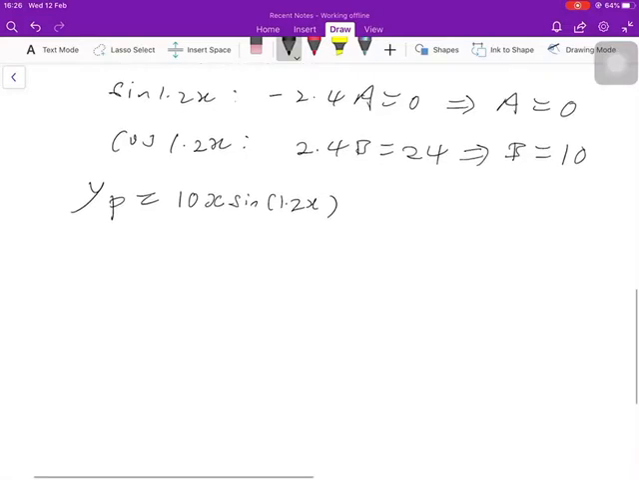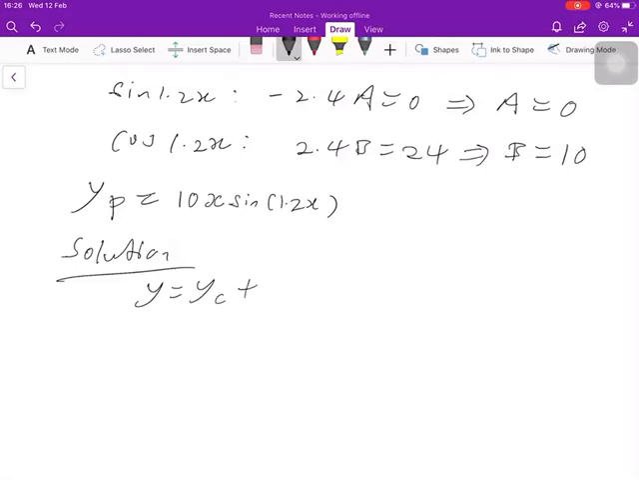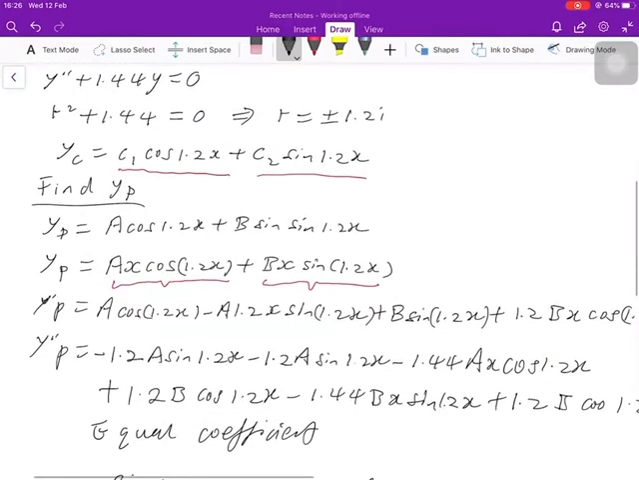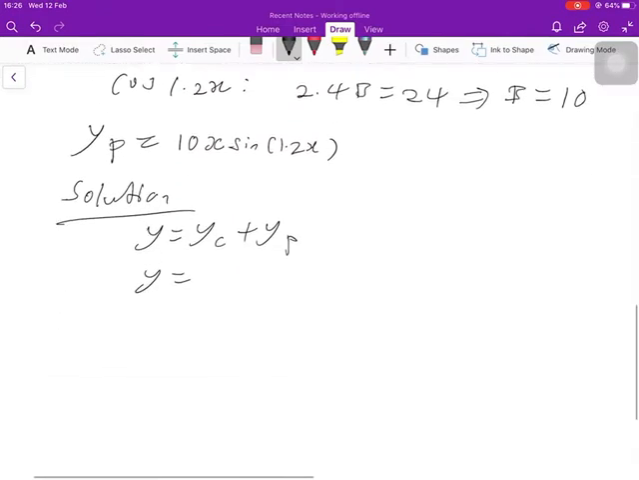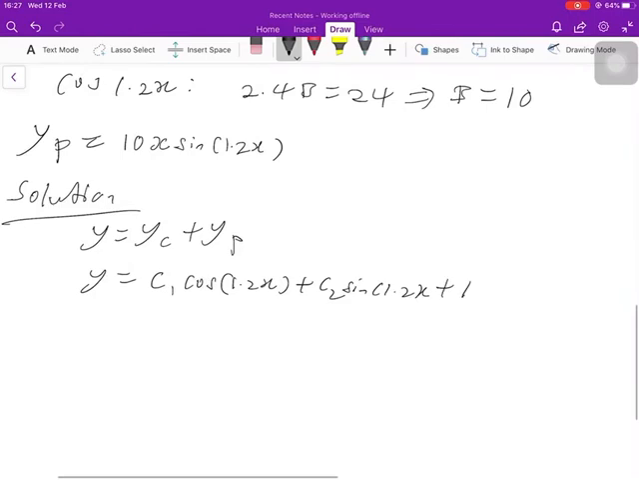So the whole solution is y = yc + yp. So y equals yc, here we have c1 cosine 1.2x + c2 sine 1.2x, then plus our particular solution, 10x sine 1.2x. So this is the whole solution.